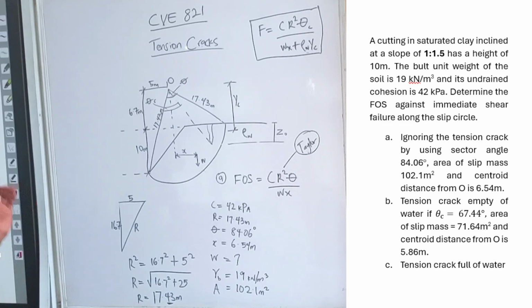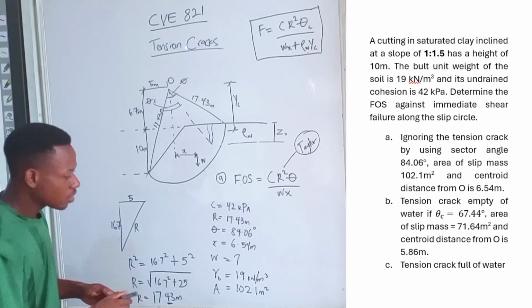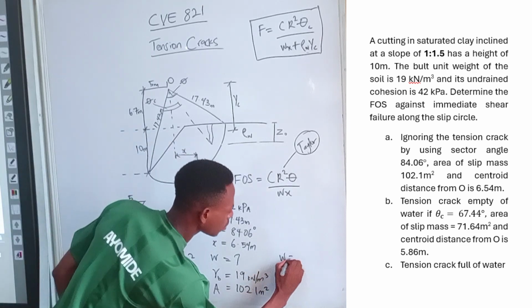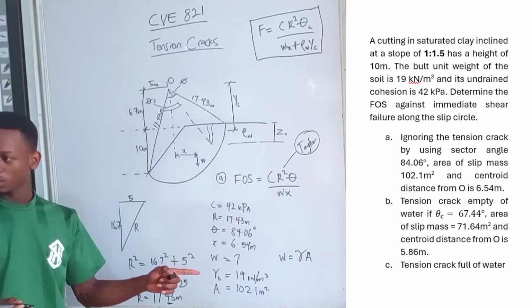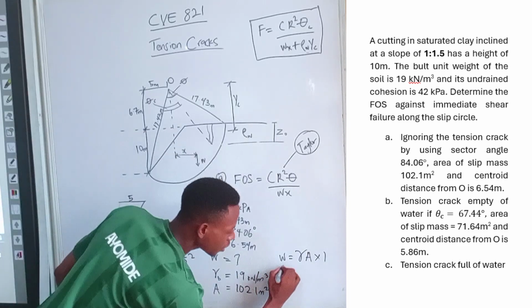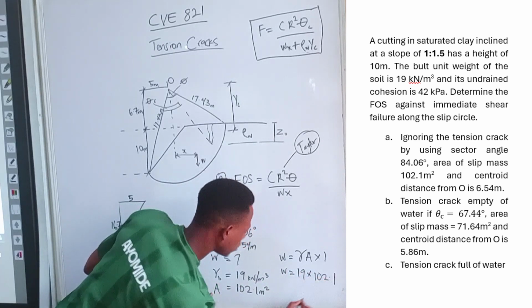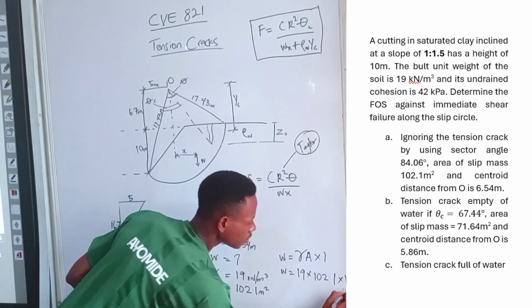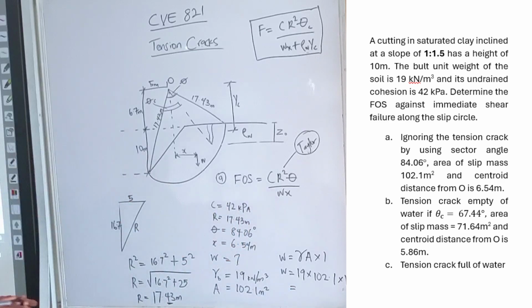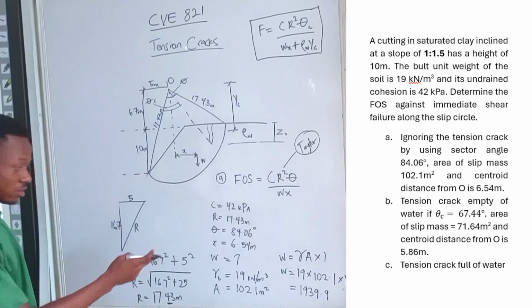Whatever we are doing, remember we are doing it per unit length. So our unit length is going to be 1 by the time we are looking for our W. I believe you remember this formula. So our W is equal to 19 multiplied by 102.1 multiplied by 1, which gives us 1939.9, and the units.